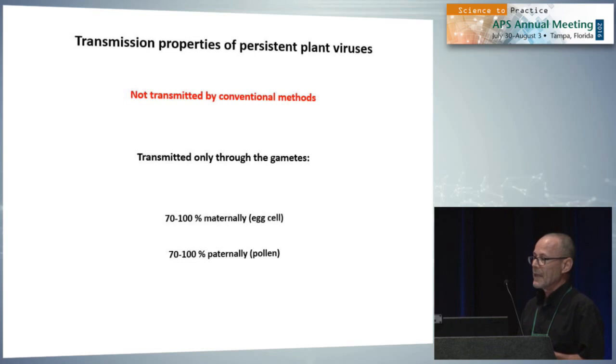Okay, I want to emphasize one property of these viruses, because it's very important to understand how difficult it is to work with them: they are not transmitted by any conventional methods. So you cannot transmit them, not even by grafting. Only through the gametes, as I mentioned, and overall it ranges from 70 to 100% by the egg cell or the pollen.